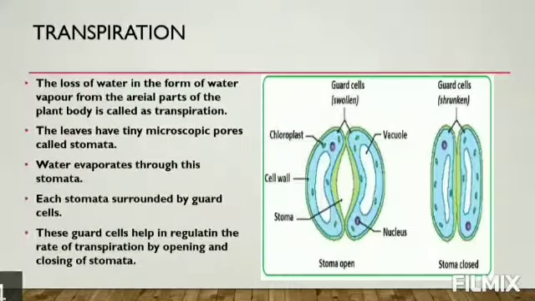Next is transpiration. It is also one of the important functions. Transpiration is nothing but the loss of water in the form of water vapor from the aerial parts of the plant body. The leaves have tiny microscopic pores called stomata, through which the loss of water in the form of water vapor takes place. Water evaporates through these stomata, and each stomata is surrounded by guard cells, and these guard cells help in regulating the rate of transpiration by opening and closing of stomata.